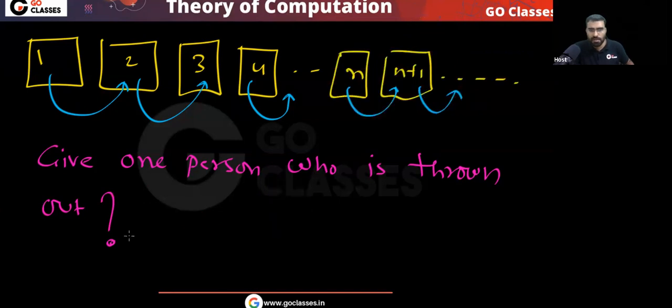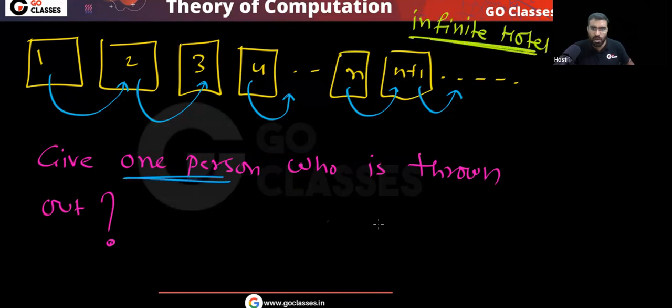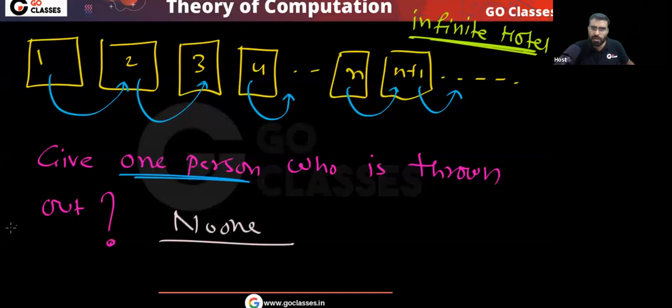Now I'm asking a simple question. In this infinite hotel, give me one person who will be thrown out. If I do it like this, give me one person who will be thrown out. The answer is no one, because every person will go to the next room. So no person is thrown out. Yes or no? Is this clear?